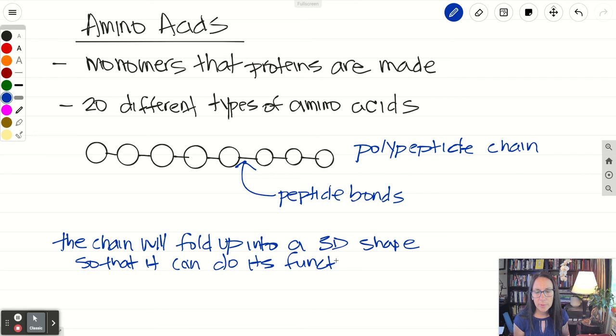For example, the antibody has that Y shape, but first it's going to make the long chain of amino acids and then it folds up into that Y shape. Now it can be an antibody and do its job. Same is true for the collagen. First it makes a long string and then it twists itself up into a rope shape. Same with the hemoglobin. It's going to make a long chain and then it's going to get into that ball configuration so that it can carry oxygen and so on. So that's how proteins are made.